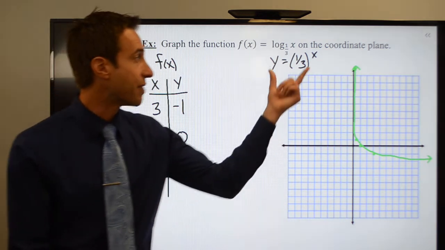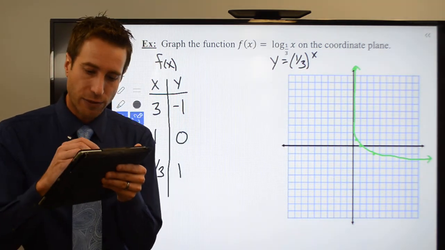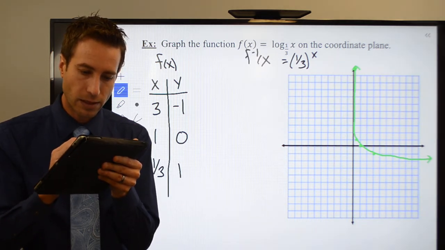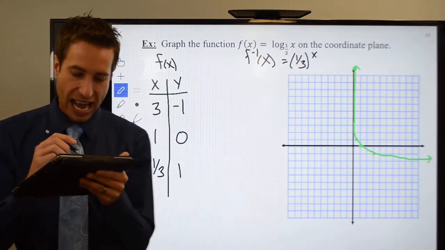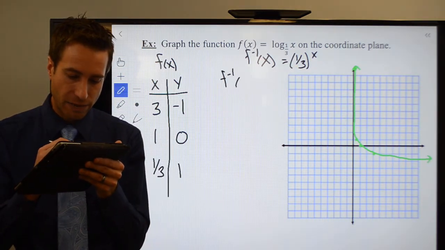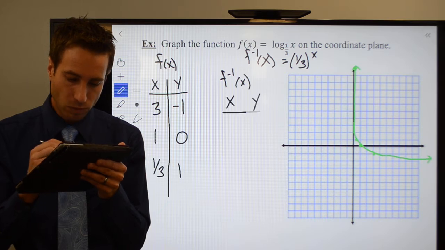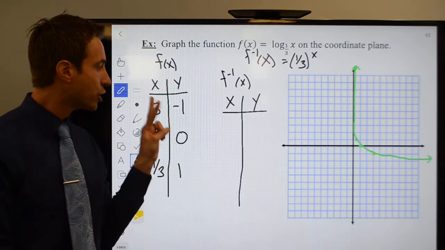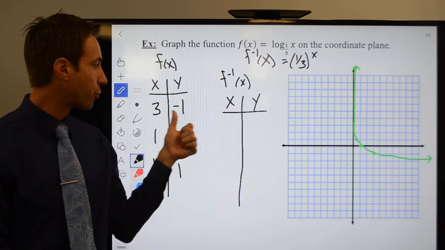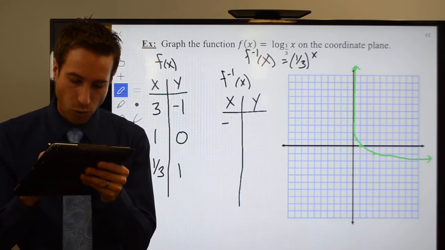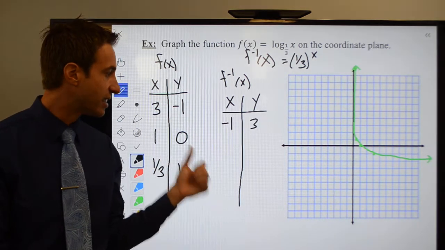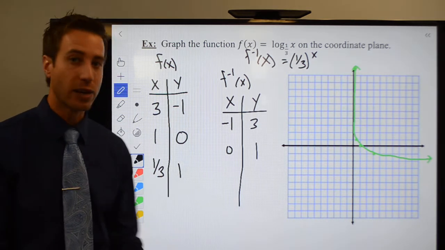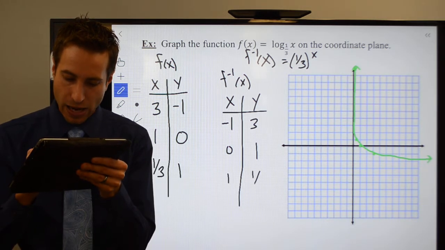So let's go ahead and do that. This is going to be my inverse function. So instead of calling it y, let me call it f inverse, and let's graph this one as well. Here we go. So f inverse of x. Remember, this is really easy to do. Inverse functions, the domain and range values switch places. So instead of 3, -1, I'll have -1, 3. Instead of 1, 0, I'll have 0, 1. And instead of 1/3 and 1, I will have 1 and 1/3.